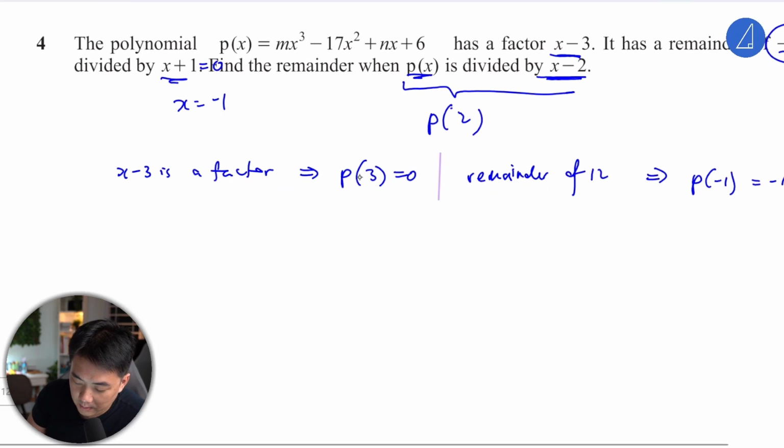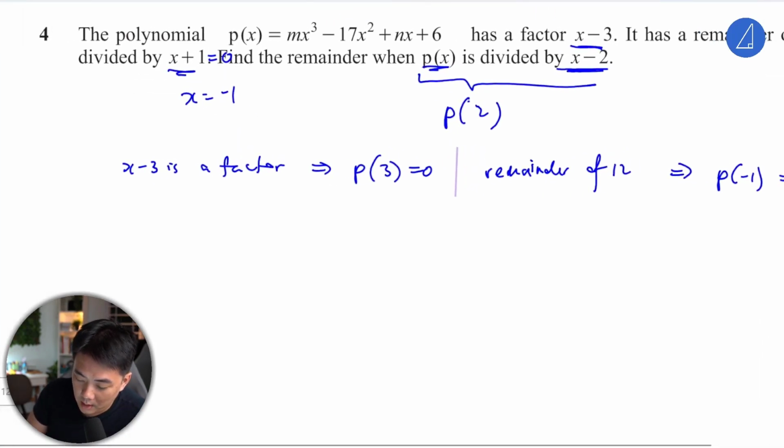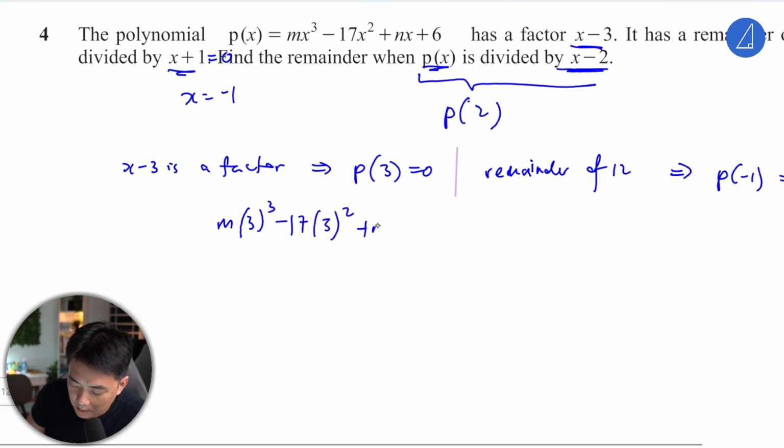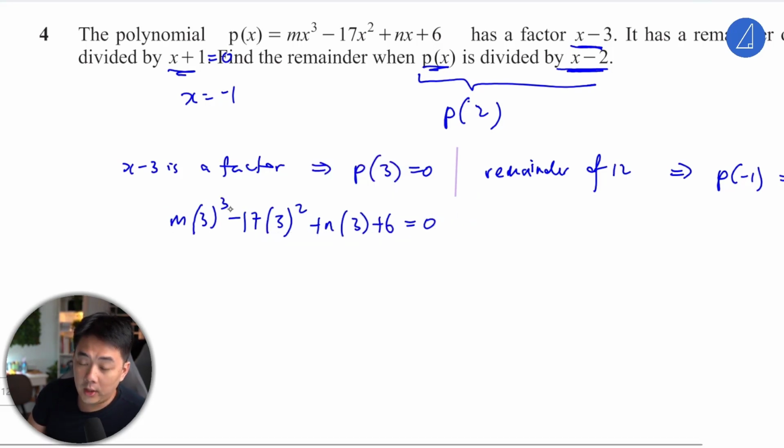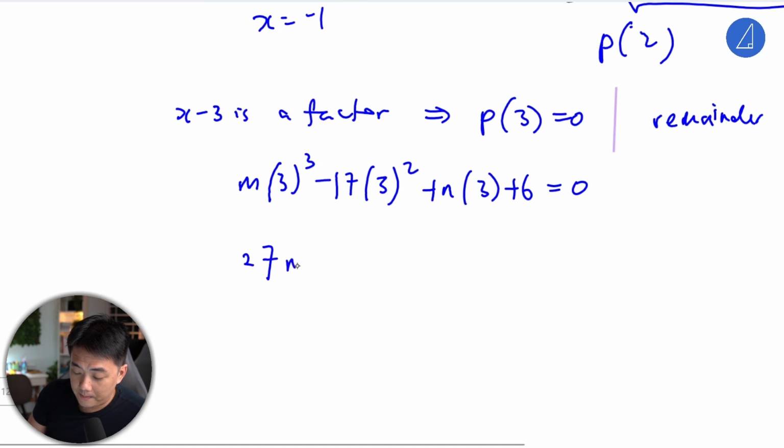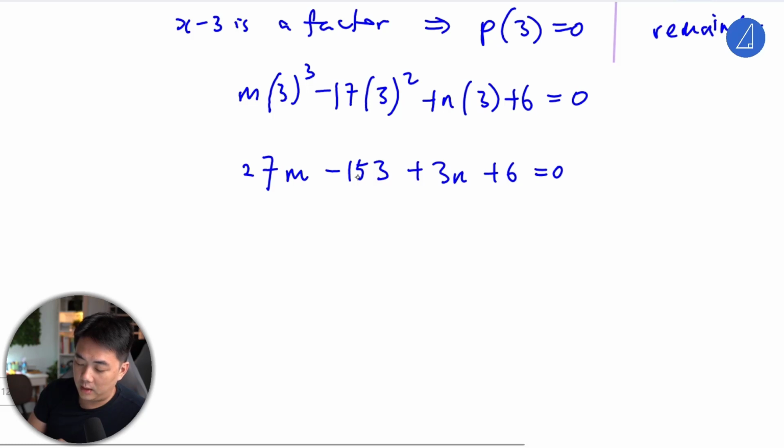Once done, I'm going to replace it in. P(3) will be m times 3 cubed minus 17 times 3 squared plus n multiplied by 3 plus 6, equal to 0. This is the first equation I have. So 3 to the power 3 will be 27m. Then 9 multiplied by 17 would be minus 153, plus 3n plus 6 equals 0. Minus 153 plus 6 will be minus 147. So bringing it over, 147 equals 27m plus 3n.